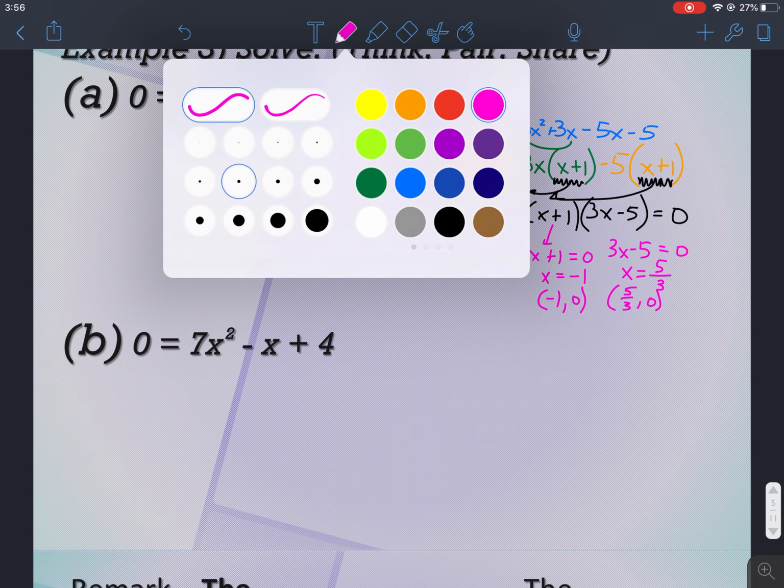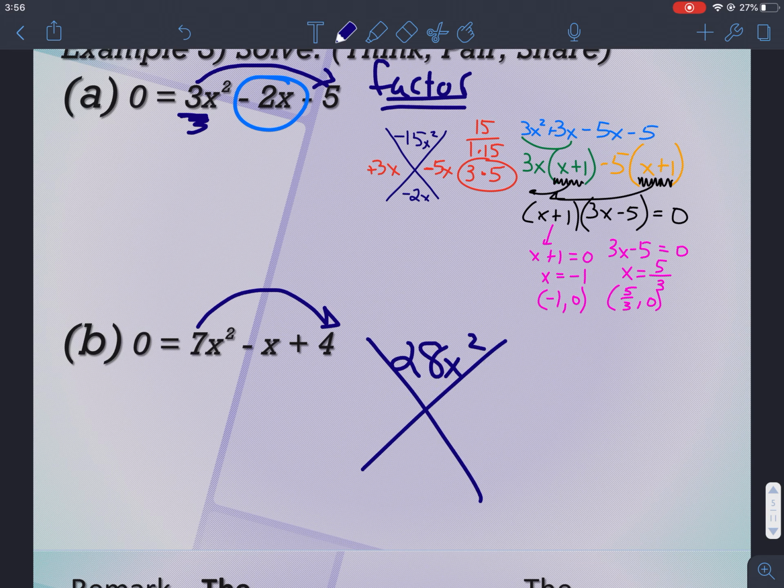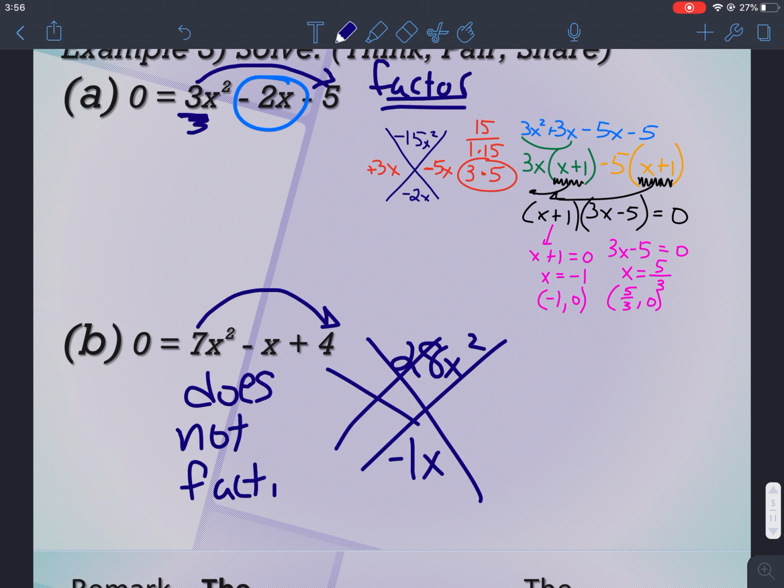In part B, I will give you a small hint. If I multiply 7 times 4, I get 28. Now, is there any way that the factors of 28 can add together to get a negative 1x? That answer is no. And so this thing does not factor. It is a prime trinomial. If that happens, we now have to use the quadratic formula.